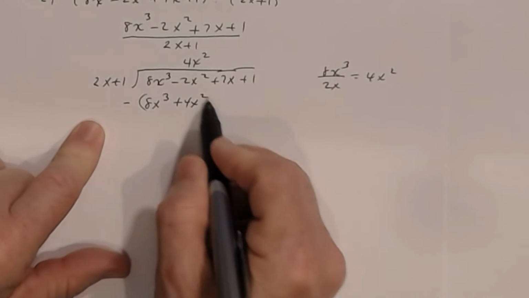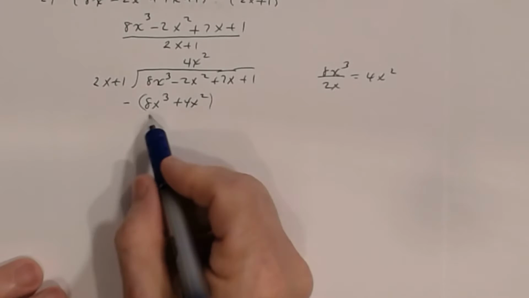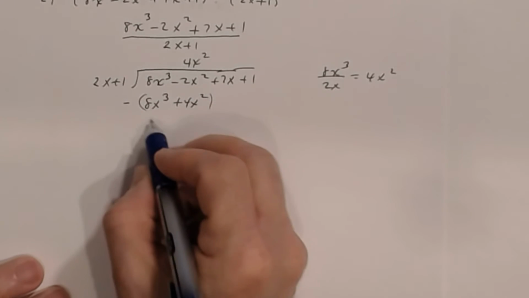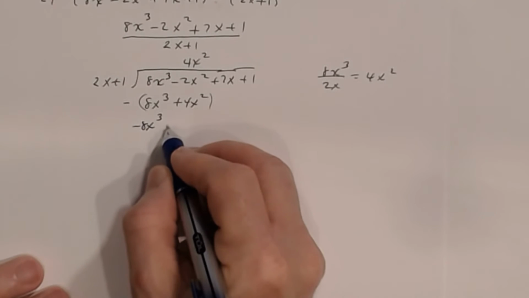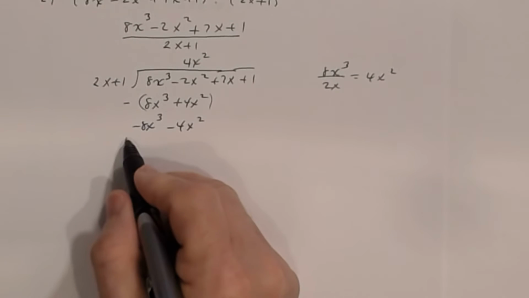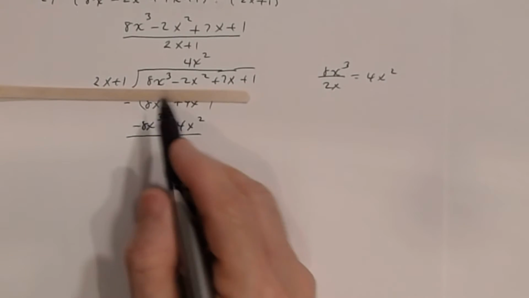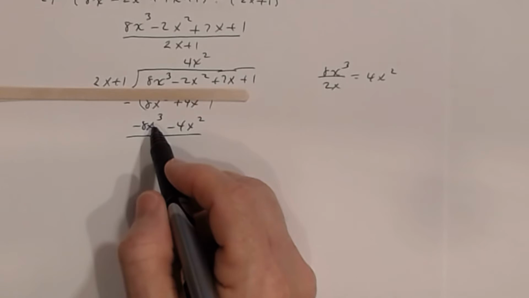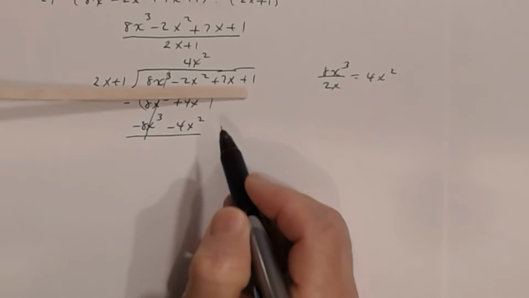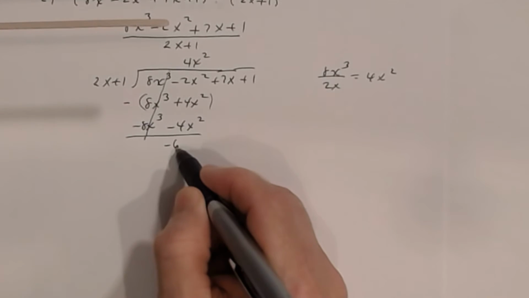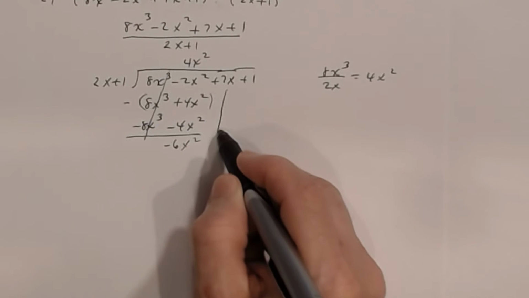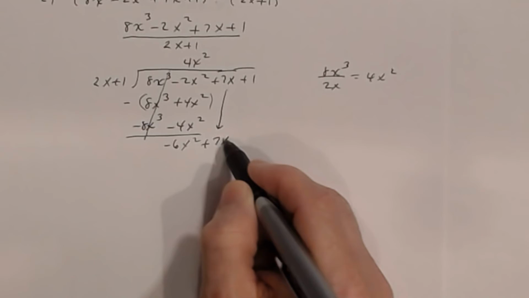And then we're going to subtract. Now remember, you may want to rewrite this. The opposite of 8x cubed is a negative 8x cubed. The opposite of a positive 4x squared is a negative 4x squared. And so therefore, when you add those, 8x cubed and negative 8x cubed is 0. A negative 2x squared and a negative 4x squared is a negative 6x squared. And bring down the next term, plus 7x.